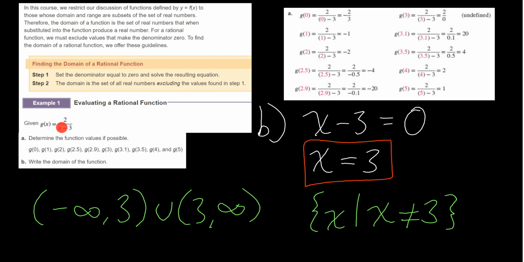If we plug in a 3 into our function, we get 3 minus 3, which is 0, which is undefined, which of course we see here, right? We're actually asked at one point to evaluate g of 3, and we get 3 minus 3 is 0, 2 divided by 0, that is undefined. So the domain is every number but the number 3.